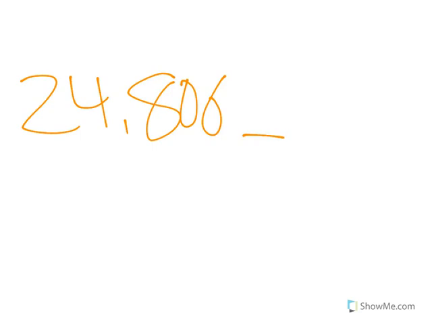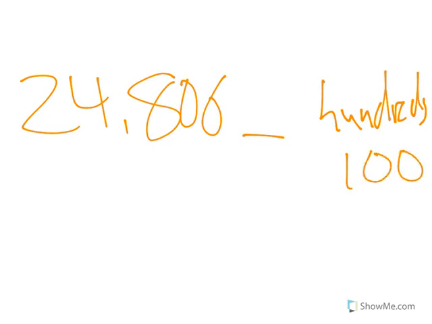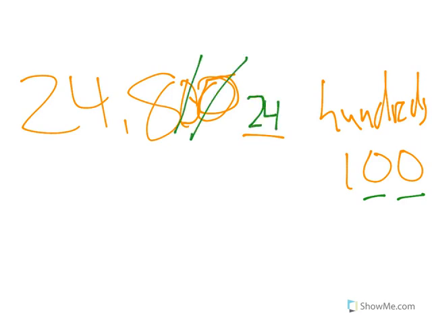Now, let's say you have the number 24,800, and they want to know how many hundreds. There are 2 zeros in 100. I'm sorry, let me rewrite this 0 at the end, because that would look really bad. That one doesn't look much better, but you get the idea. So if there are 2 zeros, I'm going to get rid of 2 zeros. So there are 248 hundreds in 24,800.